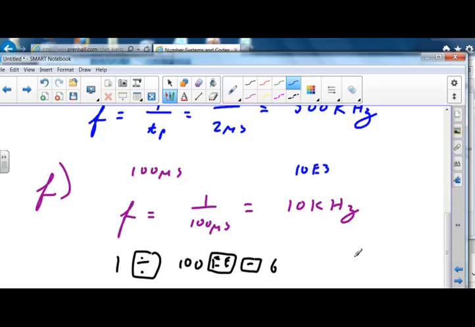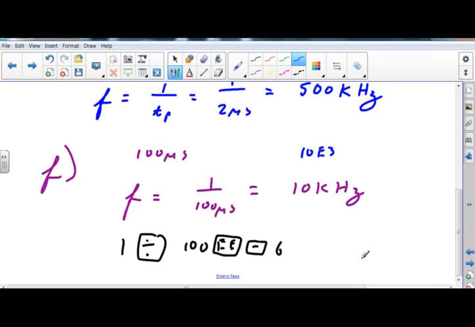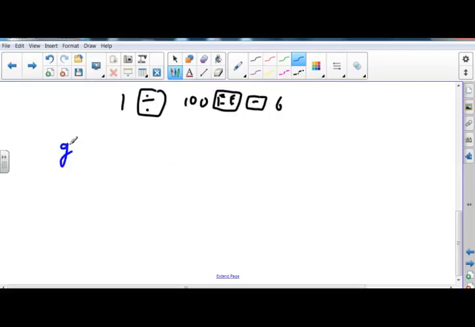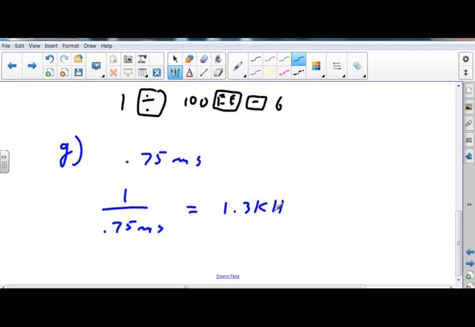Okay, good enough? F. We have G and H to do yet. If I can get to G and H, why can't I get to G and H? Now I can. G. 0.75 milliseconds. 1 divided by 0.75 milliseconds. 0.75 double E minus 3. 1.3 kilohertz. Two significant digits. I'm only keeping two.